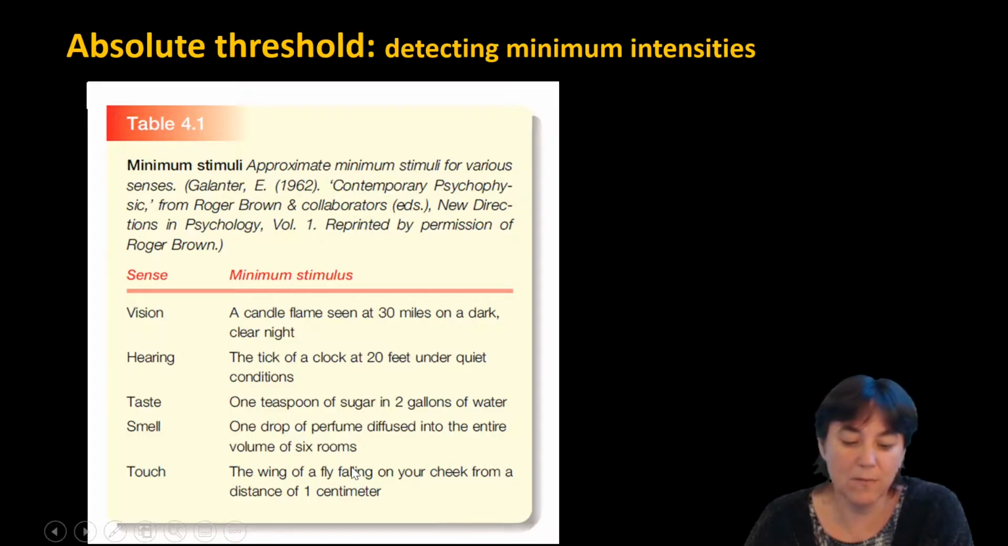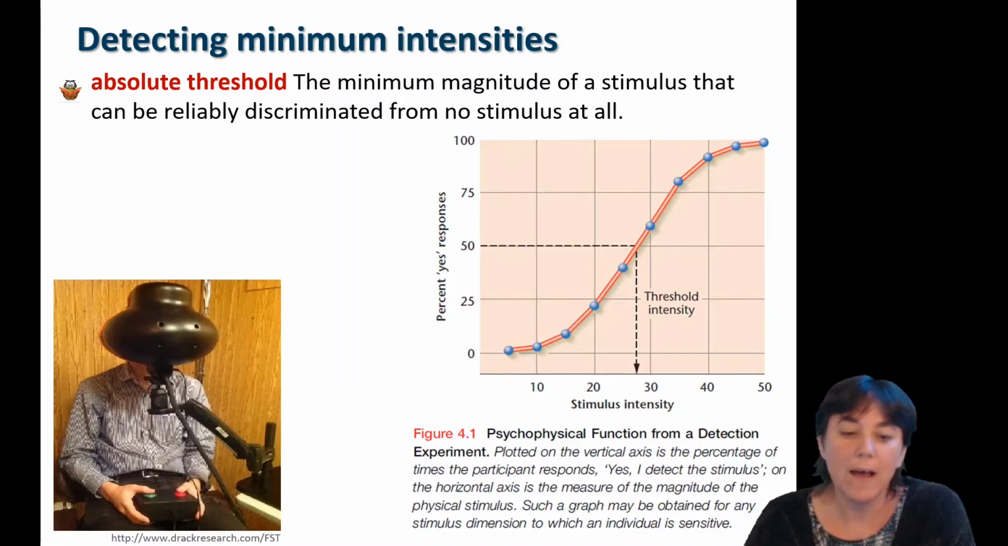Perfume also, or a wing of a fly falling on our cheek from 1 centimeter. Okay, so these are interesting absolute thresholds, or what we call them. This is how we detect these minimum intensities. Now, let me give you an example of how it's done in the laboratory.